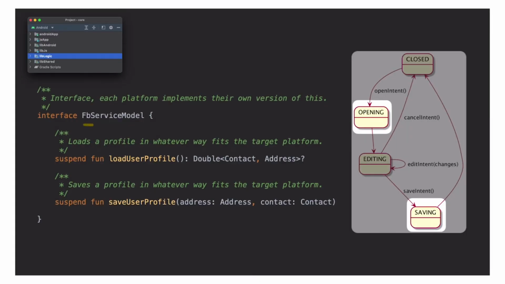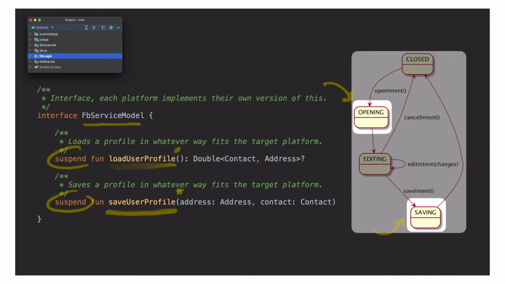So the interface is called FBServiceModel. It has 2 functions: load user profile and save user profile. These are both suspending functions. So when the model lands in the opening or saving state, as we've seen, we're waiting on the load profile or save profile functions to complete.